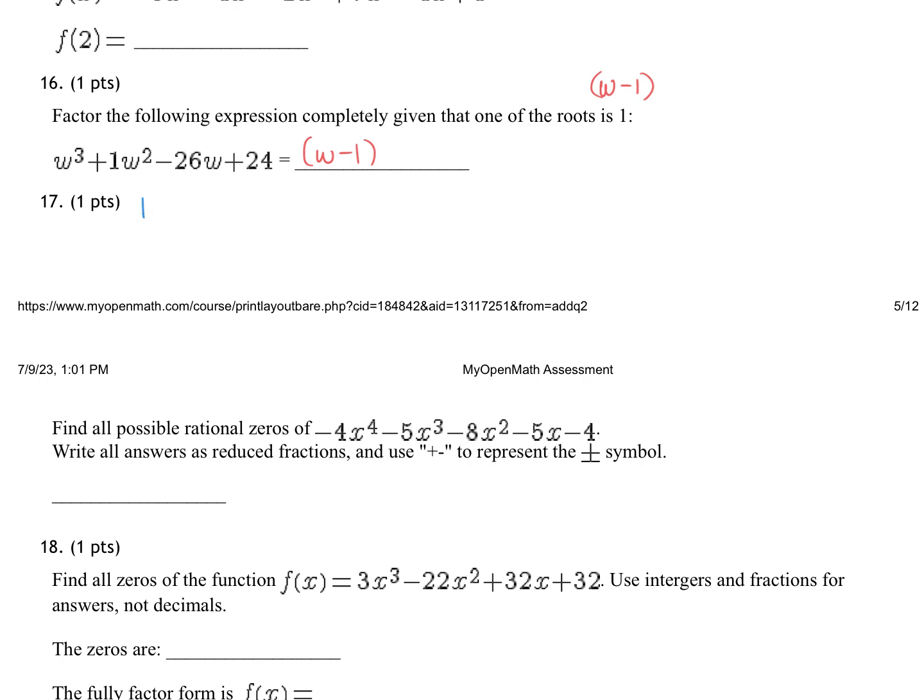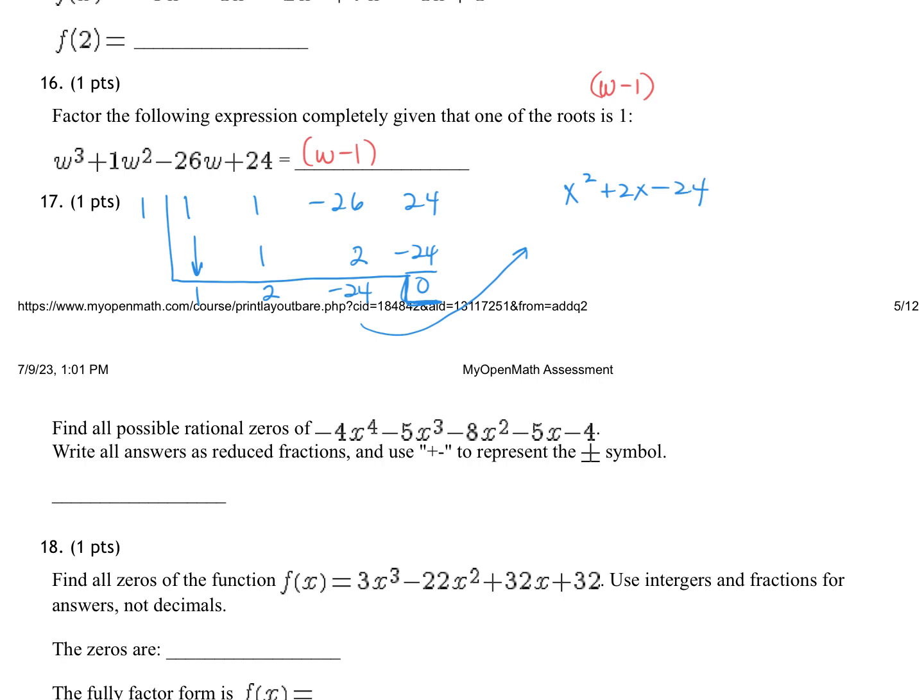Now I'm going to use synthetic division with the 1 and my coefficients of my polynomial: 1, 1, -26, 24. Bring down the 1. 1 times 1 is 1. 1 plus 1 is 2. 1 times 2 is 2. -26 plus 2 is -24. Multiply, get -24. Add, and get 0. So I have a 0 remainder, and my quotient is x squared plus 2x minus 24.